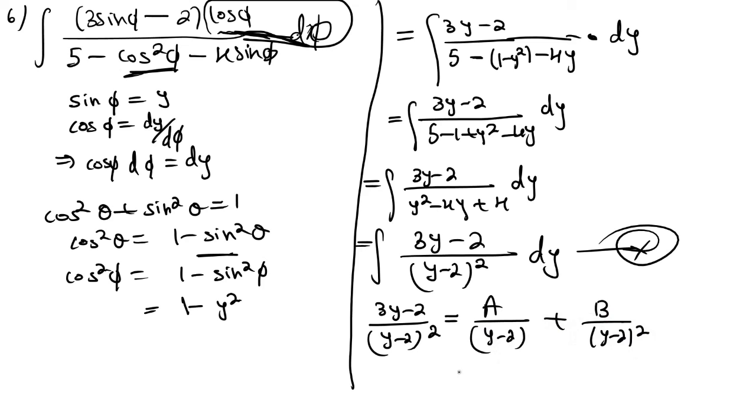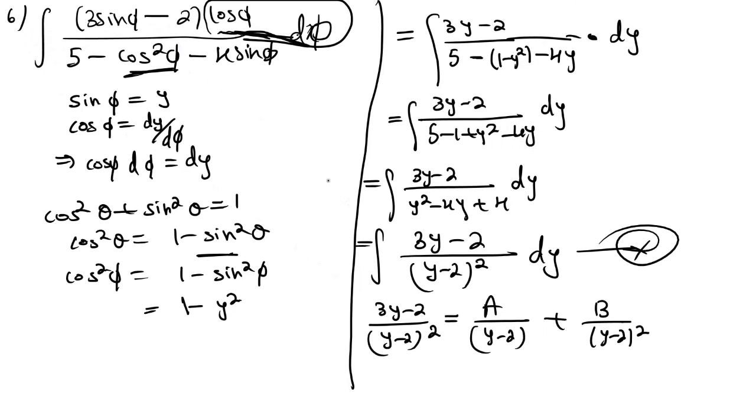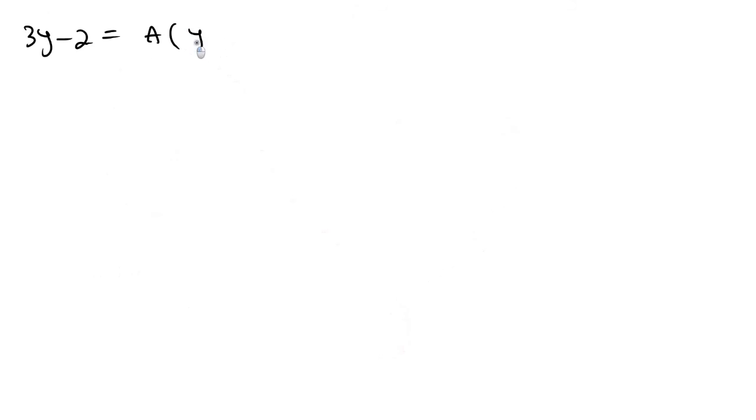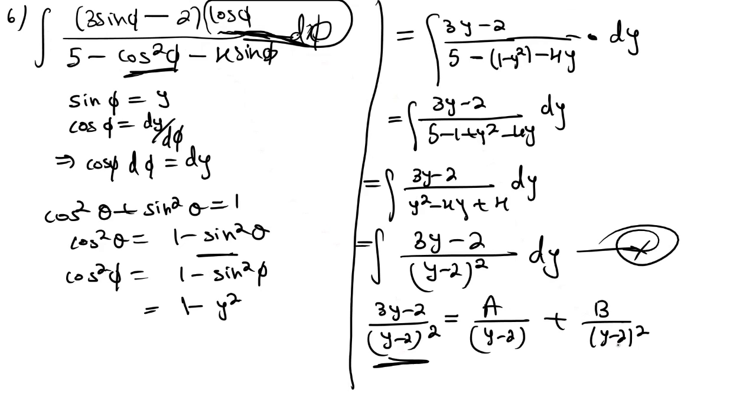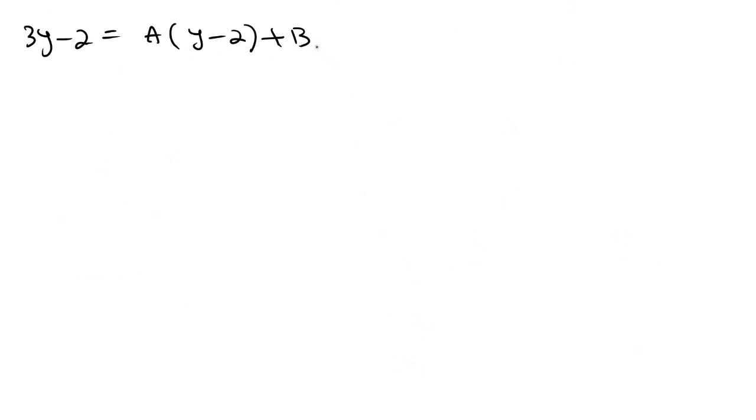Okay, next if you simplify this one, you will get 3y minus 2 is equal to a into, here see, y minus 2 is there, but here y minus 2 whole square is there. So you will get a into y minus 2 plus b into, here see, y minus 2 whole square is there, here also y minus 2 whole square is there. So b into 1, it's equal to b. Here you can do a comparison method.